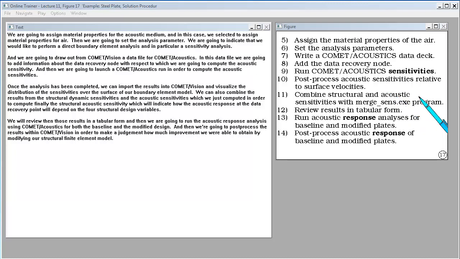We can also combine the results from the structural dynamic sensitivities and the acoustic sensitivities which we just computed in order to compute finally the structural acoustic sensitivity, which will indicate how the acoustic response at the data recovery point will depend on the 4 structural design variables. We will review those results in a tabular form, and then we are going to run the acoustic response analysis using Comet Acoustics for both the baseline and the modified design. And then we are going to post-process the results within Comet Vision in order to make a judgment on how much improvement we were able to obtain by modifying our structural finite element model.